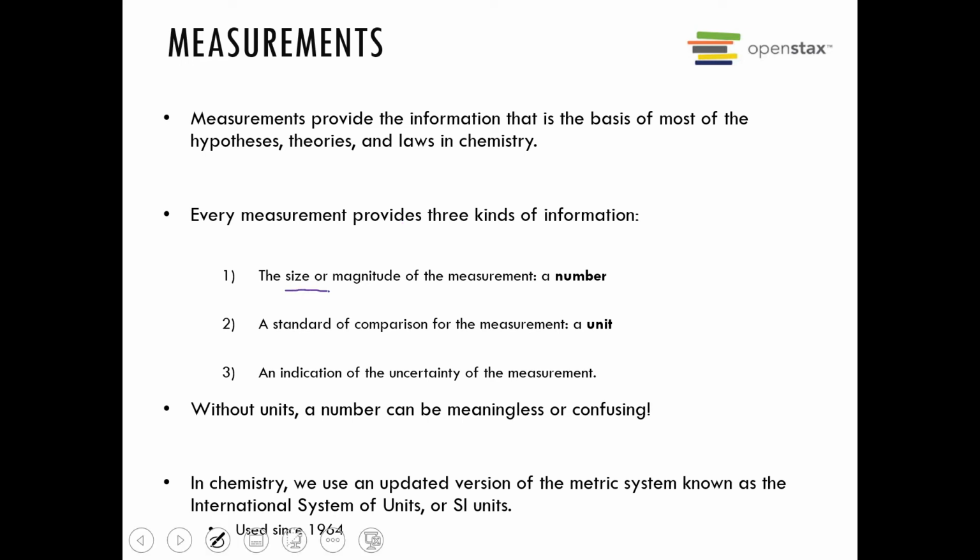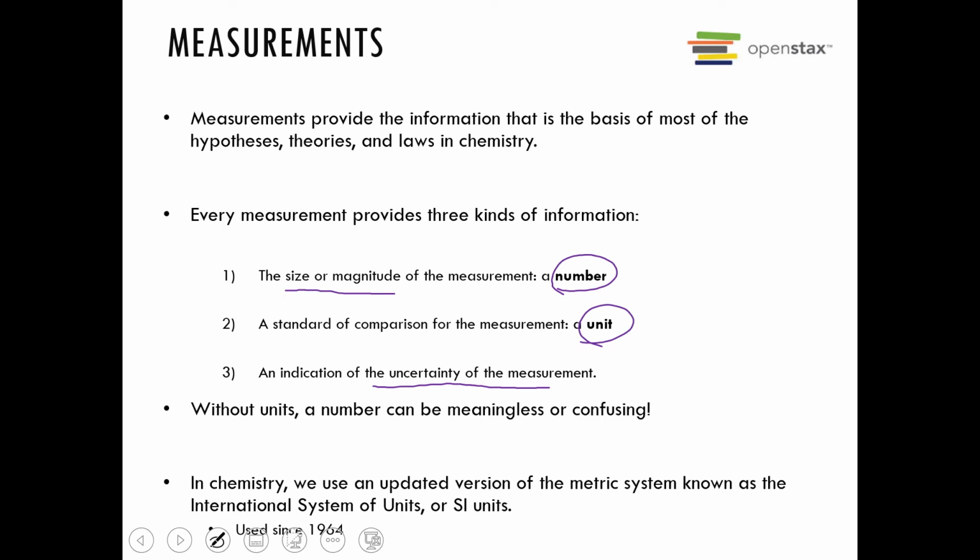We need to know the size or magnitude of the measurement, so the number. We need a unit, and we need uncertainty of the measurement. Now, sometimes we're not as picky about this uncertainty, but it is important to realize that it is there.